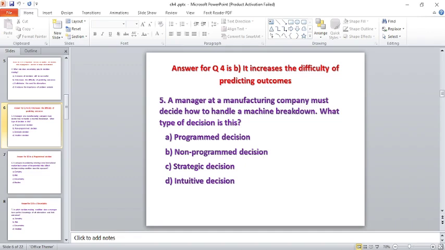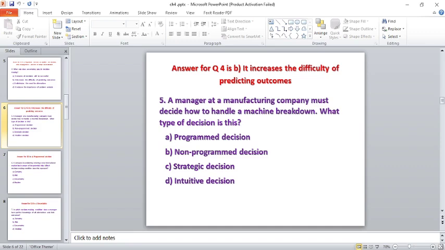Question number 5. A manager at a manufacturing company must decide how to handle a machine breakdown. What type of decision is this? A. Program decision. B. Non-program decision. C. Strategic decision. D. Intuitive decision. The answer for question number 5 is A. Programmed decision.